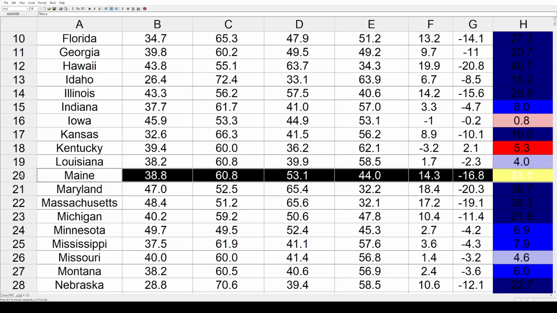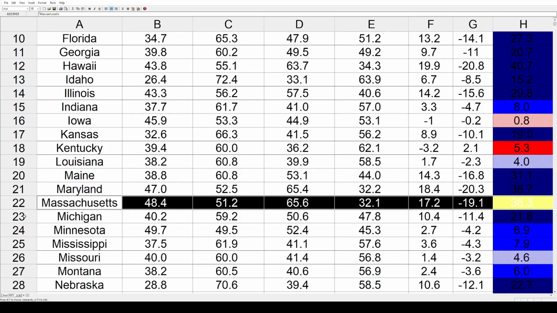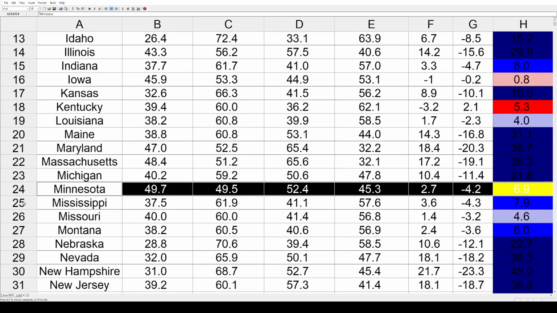And now more big shifts toward the Democrats. Maine is first, 31.1. Maryland had 38.7. Massachusetts, 36.3. Michigan, 21.8. Minnesota, less of a shift there, 6.9. And that was Walter Mondale's home state. He was able to win that back in 1984. It was a very narrow win by 0.2%, but at least he was able to win his home state.